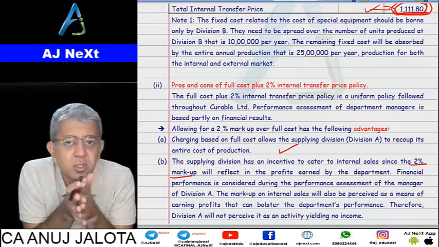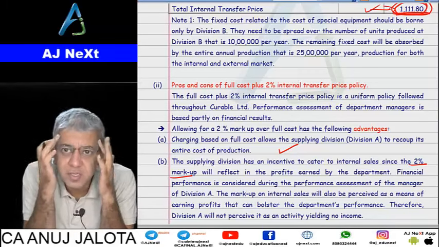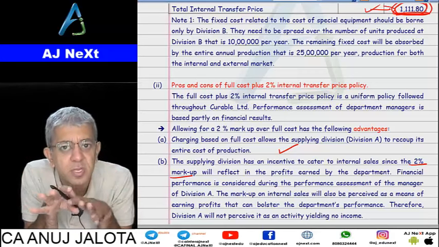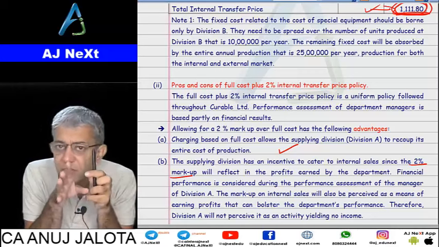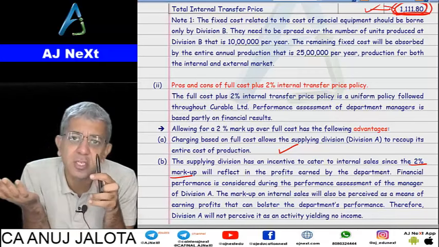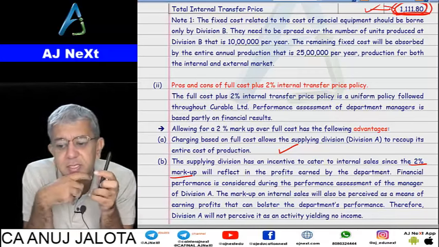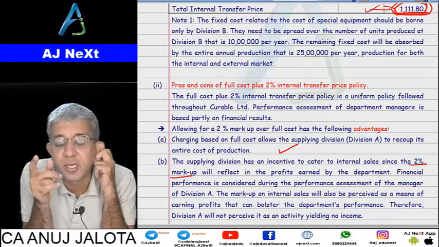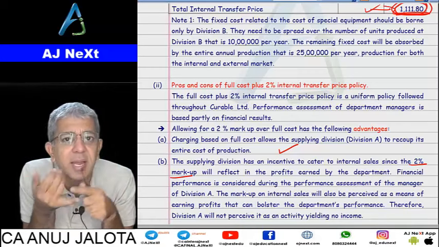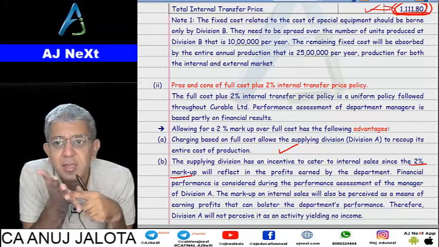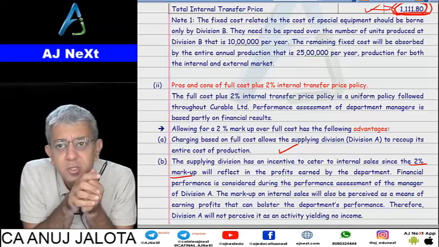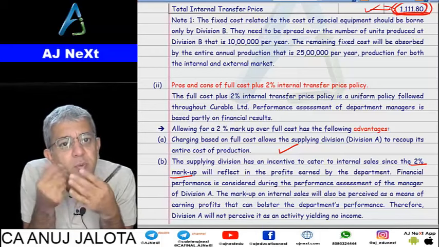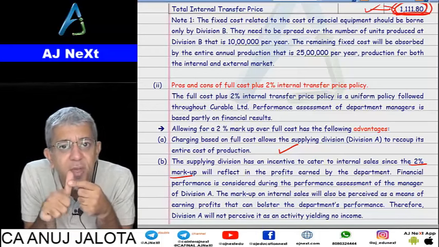So the disadvantage over here is that the first division will never ever be cost conscious, because it knows that whatever cost we are incurring ultimately will get charged to the next division. We have all done a question like this in our practical book, I think Aditya Limited, where there was an IT division, a consultant division, and then a support division or something like that. That time also, one division was not controlling the cost. Why? Because it knows that its cost will be borne by the other division. So that is a very big disadvantage.